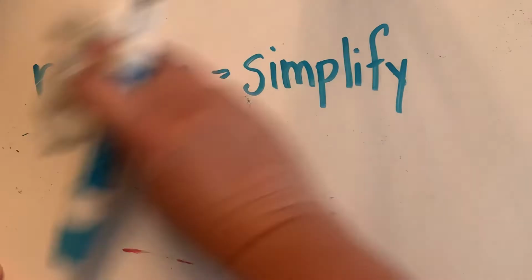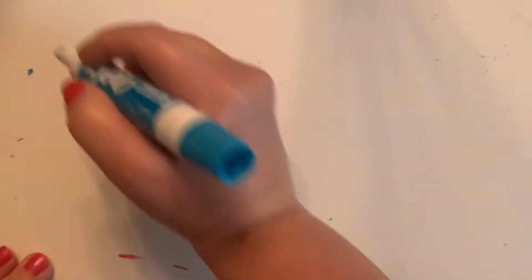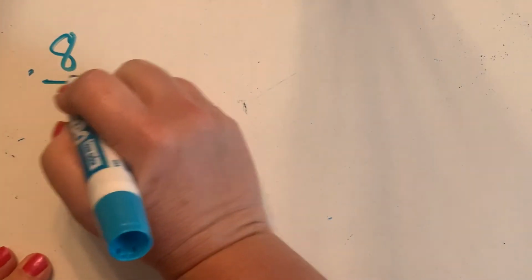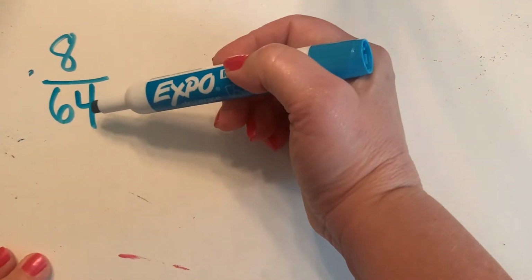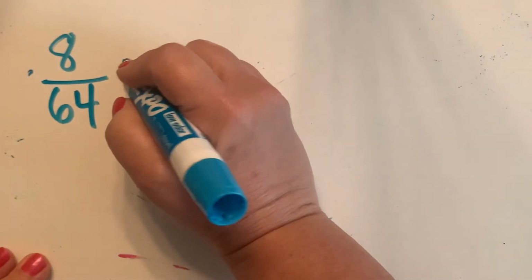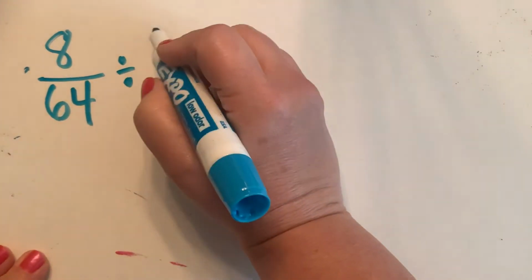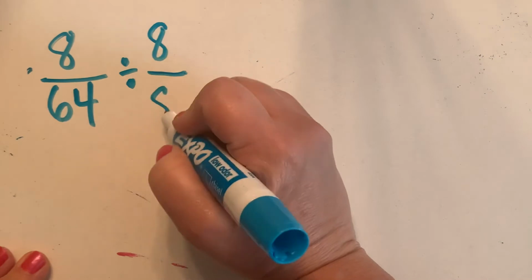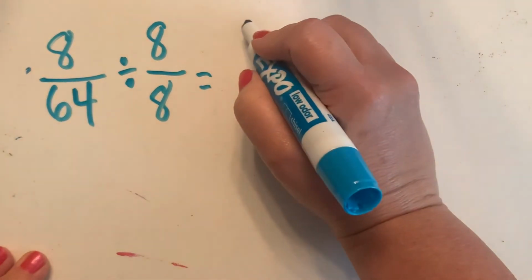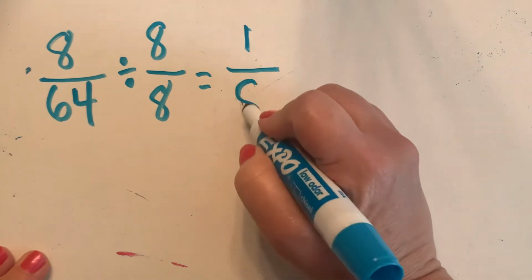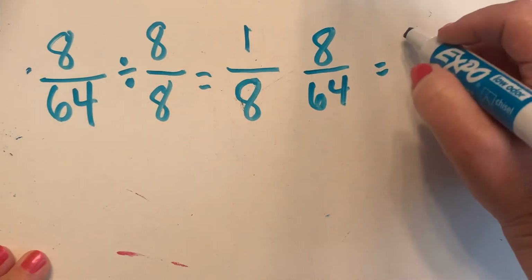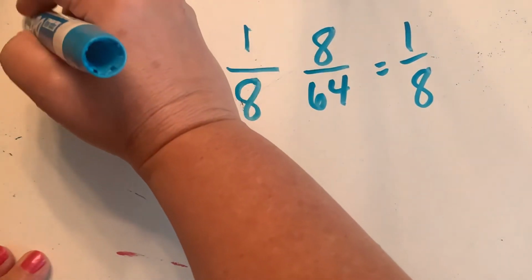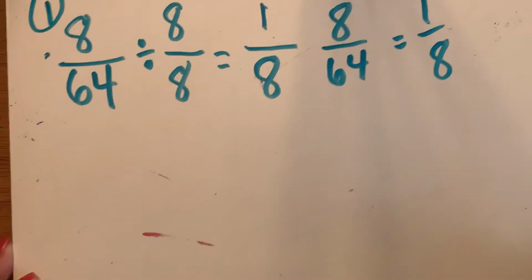So we're going to go on and do number 1 together. 8/64. Okay, ask yourself, will our numerator go into the denominator? Yes, we know that 8 times 8 is 64. So what are we going to divide it by? That's right, 8. So 8 divided by 8 is 1. 64 divided by 8 is 8. So your answer would be 8/64 equals 1/8. And that is number 1. So we just did number 1 together.